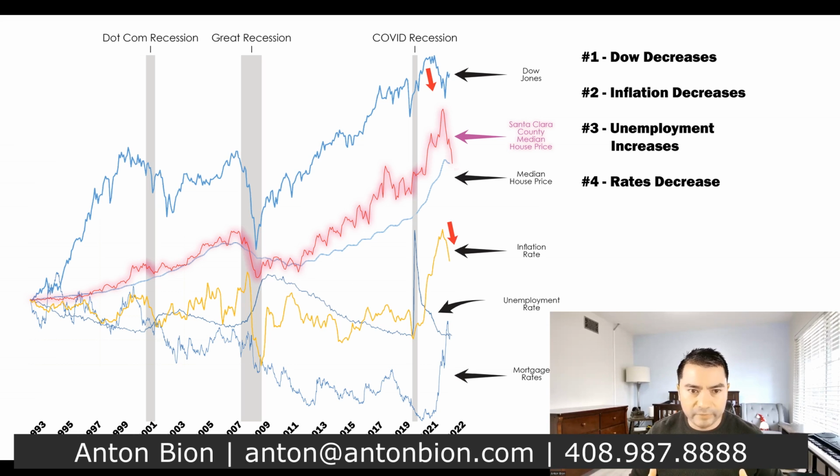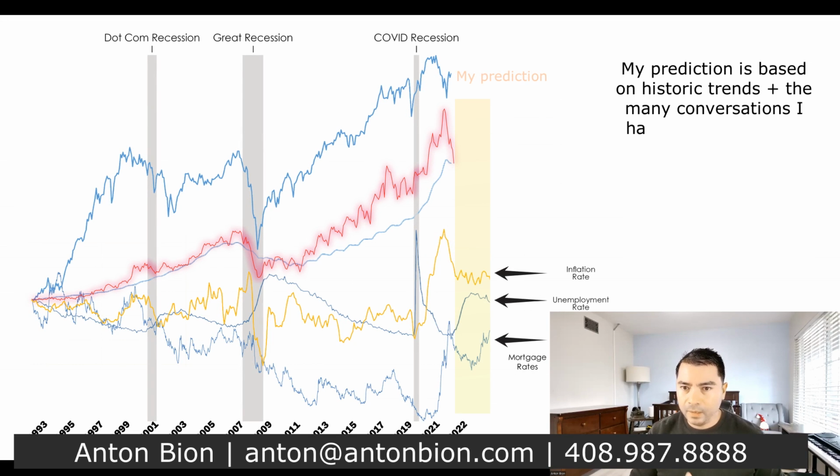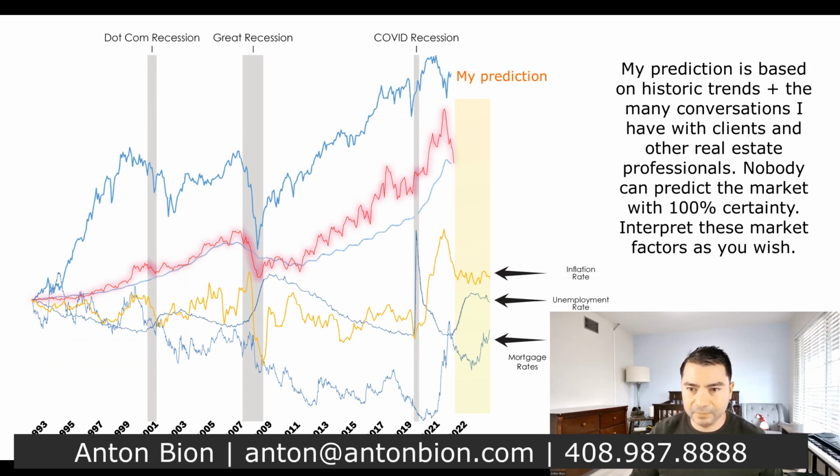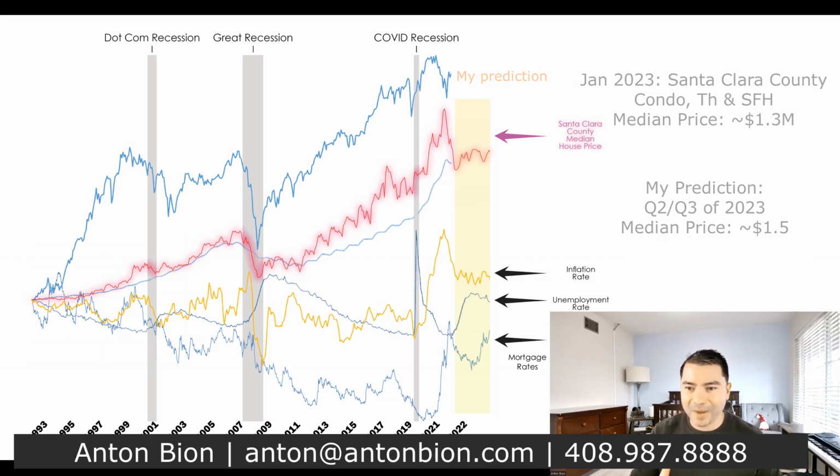So here in January of 2023, is it a coincidence that we are reading a bunch of headlines regarding a bunch of layoffs? Okay, so now I'm going to draw what I think is going to happen within the next 3 to 6 months. And specifically within Santa Clara County median house price, I think it's going to look something like this. Today, the Santa Clara County median house price overall between the townhouse, condo, and the single family, today we're about 1.3. And I think within Q2 and Q3, that is going to bump up to about 1.5. So there you have it, my prediction.